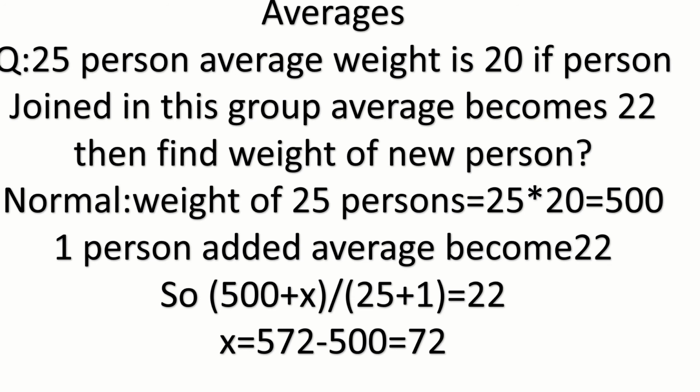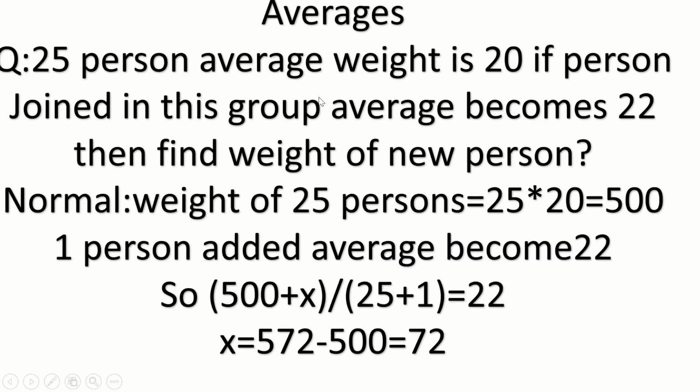The easy method is, here the average increased by how much? 2. This 2 kgs has to be increased for 25 persons. Means 2 kgs for 25 persons means 50 kgs, and another man is there, extra added. He should also have 22 kgs. So 50 plus 22 is 72 kg.